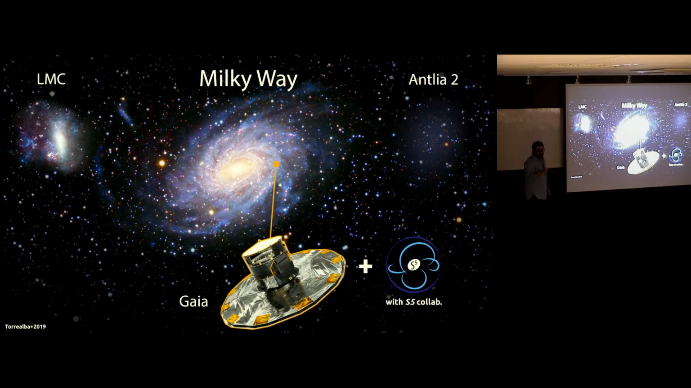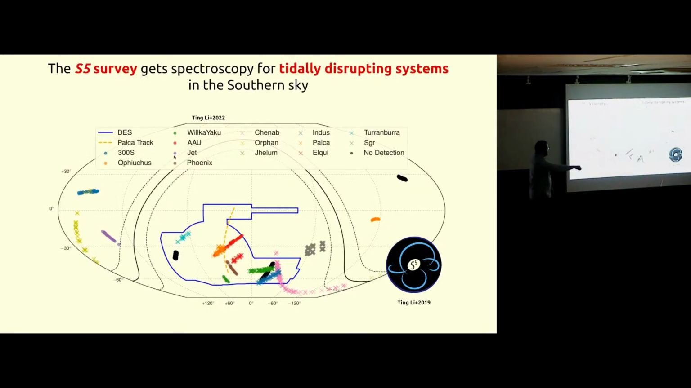So I just mentioned that tidal stripping is the natural explanation for, or might be part of the explanation for, the sizes of these galaxies. So it's very important that we confirm that these things are tidally disrupting. And so what I did is I am part of this collaboration that is called S5. S5 stands for Southern Stellar Stream Spectroscopic Survey. And what this survey does is to really do spectroscopy of anything that is tidally disrupting in the southern sky.